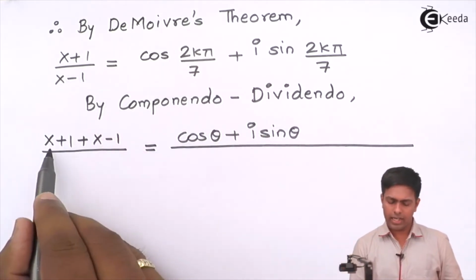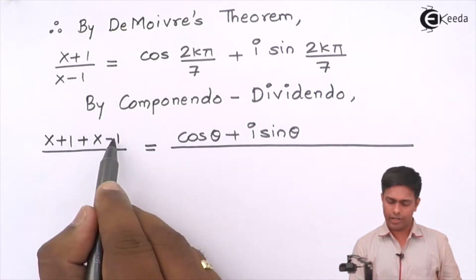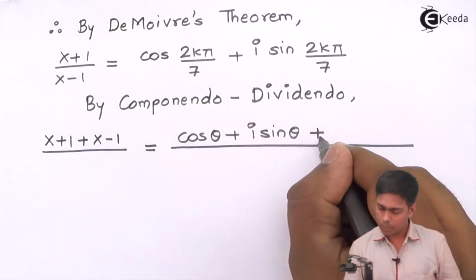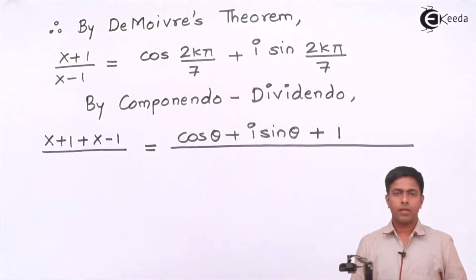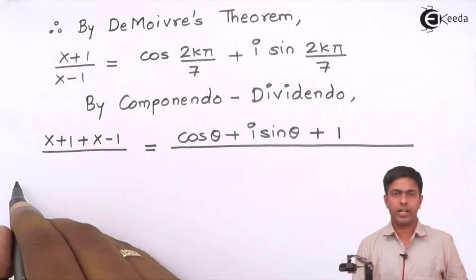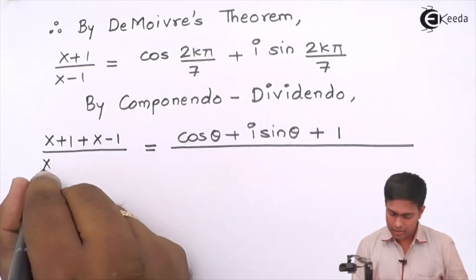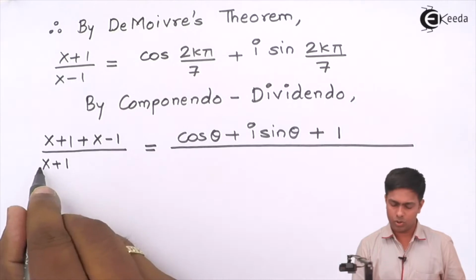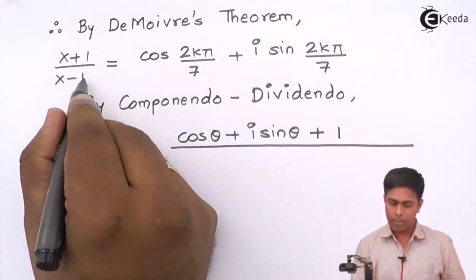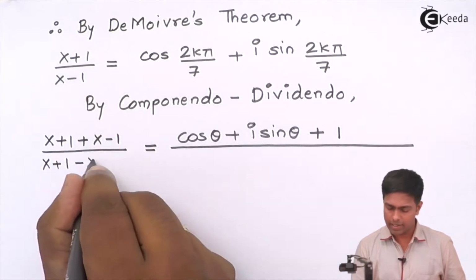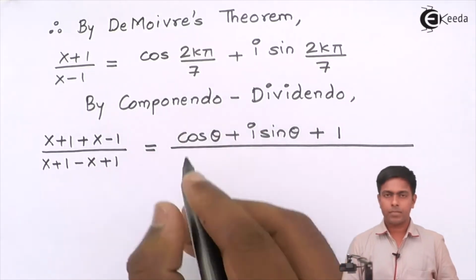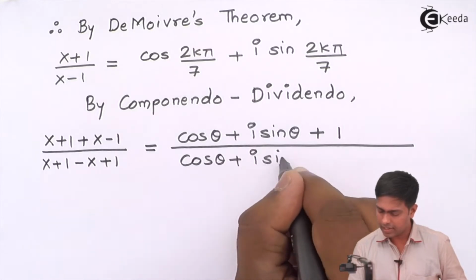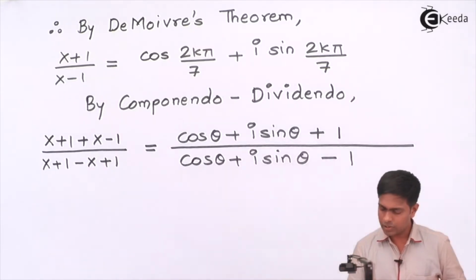So here on the LHS we added numerator with denominator. So here numerator is this and denominator is 1, so plus 1. Now here on the left hand side we will subtract denominator from numerator. So this is the numerator minus denominator. So this will become minus x plus 1 and this will become cos theta plus i sin theta minus 1.